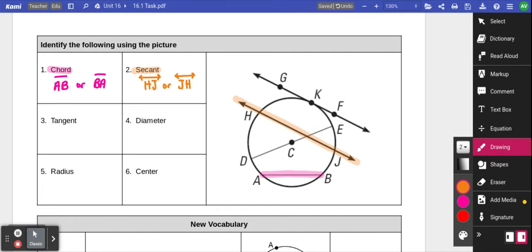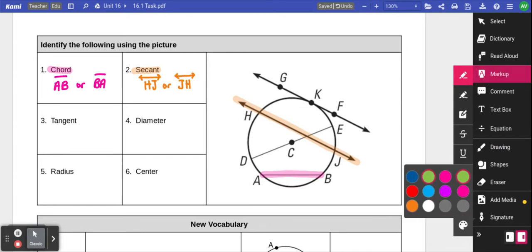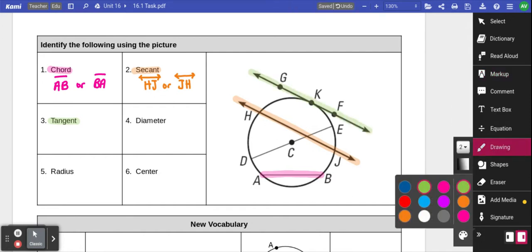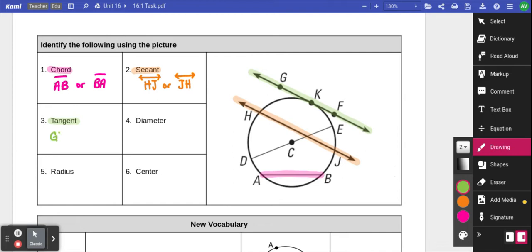Another feature of a circle I might ask you to identify is a tangent line. Now, a tangent line should brush against the circle. An example of a tangent line would be right here. Now, in this picture, we know three of the points that are on this line. You can pick any two of those points you want to make the name. I'm going to choose G and K. So I would name this line GK and draw a little line on the top. I could also call this line KF. I could call this line GF.